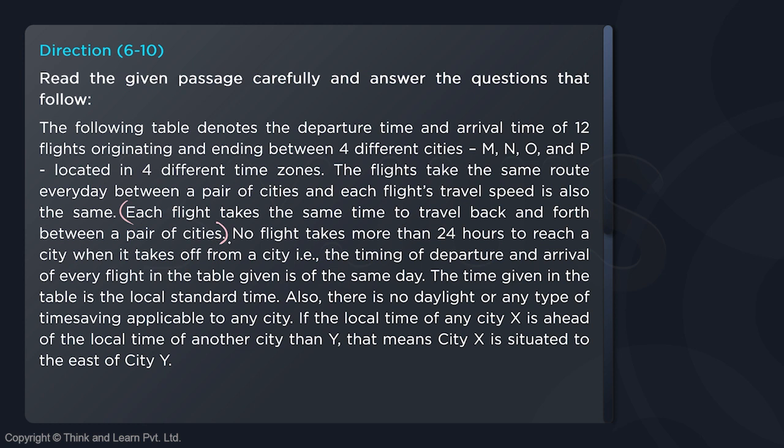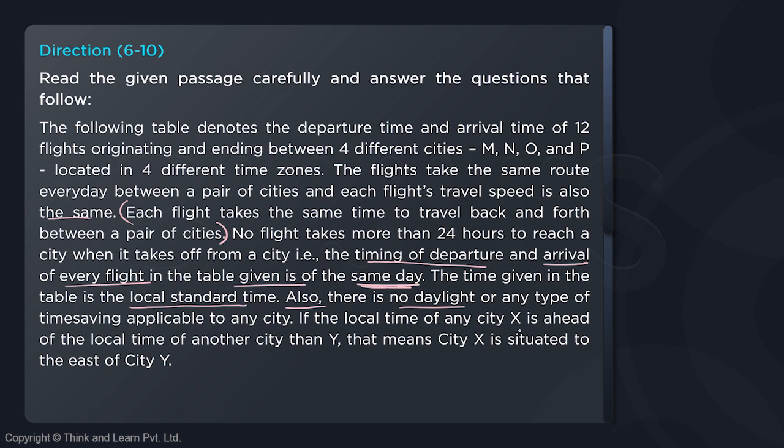So just read this information very carefully. Each flight takes the same time while going and while coming, and all these are of the same day. No flight takes more than 24 hours to reach a city when it takes off from a city. That is, the timing of departure and arrival of every flight in the table is of the same day. The time given in the table is the local standard time, that means the time of that particular city you are talking about. Also, there is no daylight saving or any type of time saving applicable to any city.